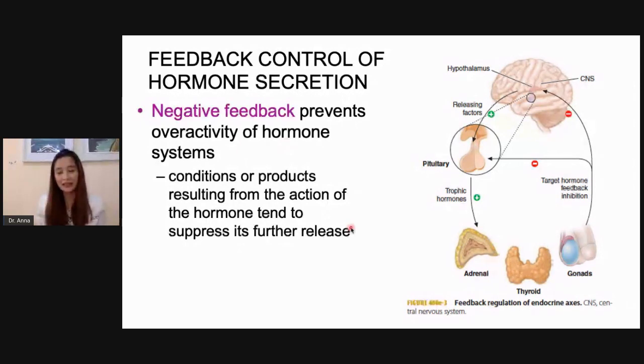So for example, as I mentioned in the previous section, if your thyroid gland is producing too much thyroid hormone, T4 and T3, it will send a negative feedback signal to your pituitary so that your pituitary will now decrease secretion of your thyroid stimulating hormone, or your TSH, preventing further stimulation of your thyroid gland in order to bring the thyroid hormone levels back to normal levels, or back to homeostatic levels. Okay?